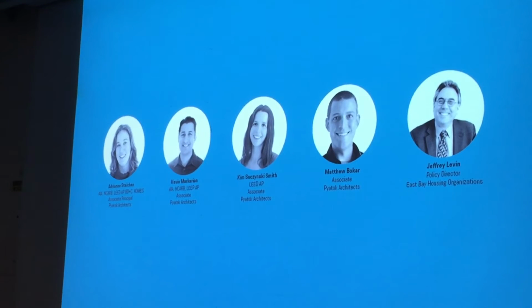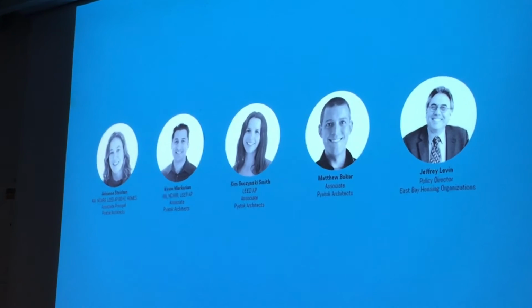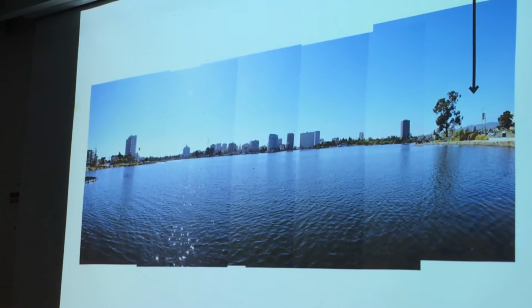And they pointed me to Jeffrey Levin. He's the policy director at East Bay Housing Organization. He has been advocating against a project that they were actually asked to design on Lake Merritt. So I went and met with him that day, and it just so happened that night there was a city council meeting regarding this project.